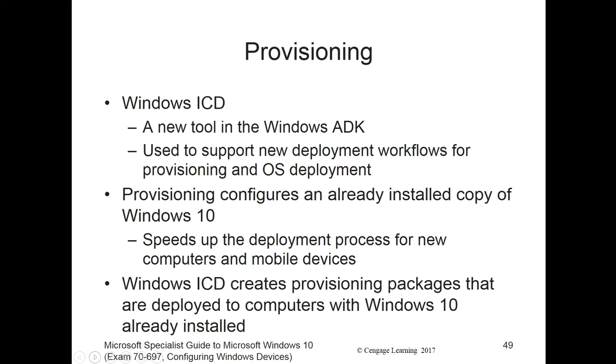So what does this mean? Let's say that an organization purchased 100 Windows 10 machines. The machines already have Windows 10 installed. So we don't have to go install Windows 10, but what we do need to do is provision those and configure those, and we can do it in a batch.